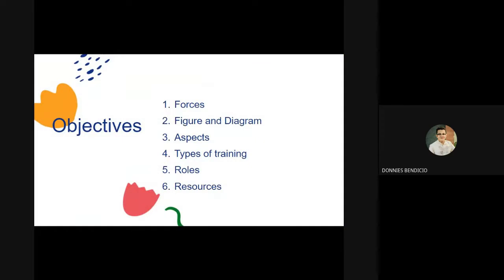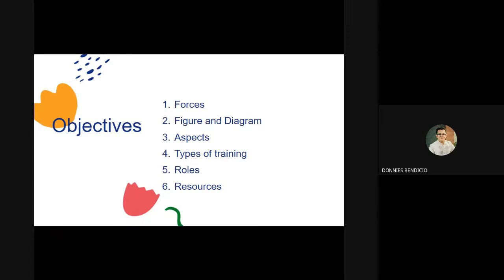After discussing this chapter, we would want to learn and discuss the forces influencing the workplace as well as learning, and we try to explain how training can help companies deal with these forces. Number two, we want to draw a figure or some diagrams and explain how training, development, informal training, and knowledge management contribute to business success.